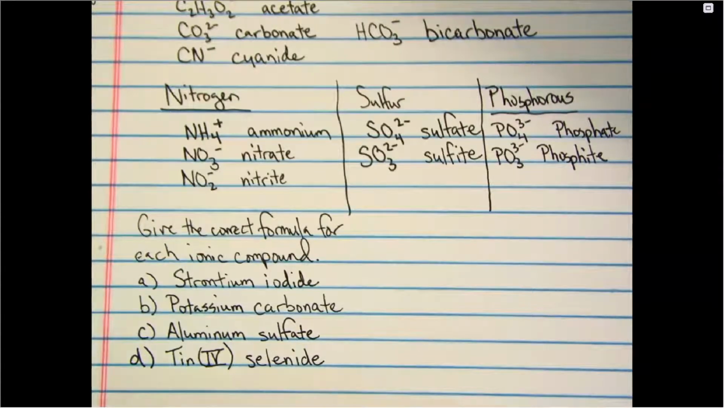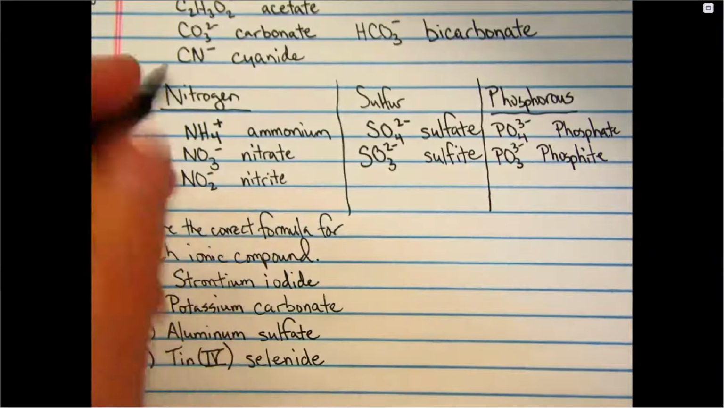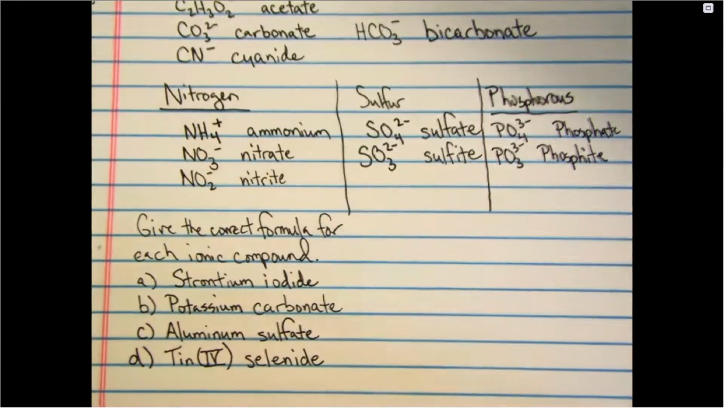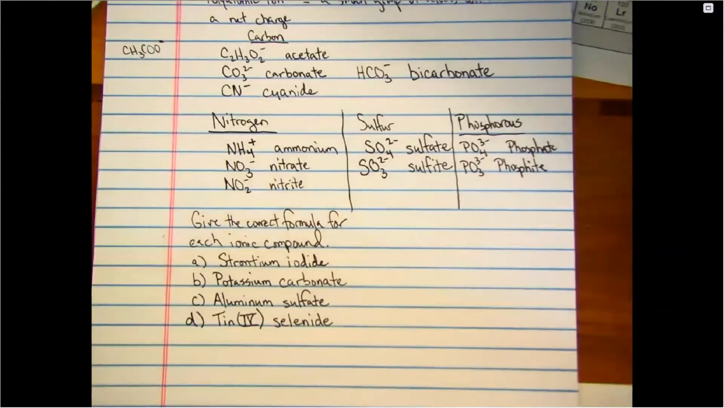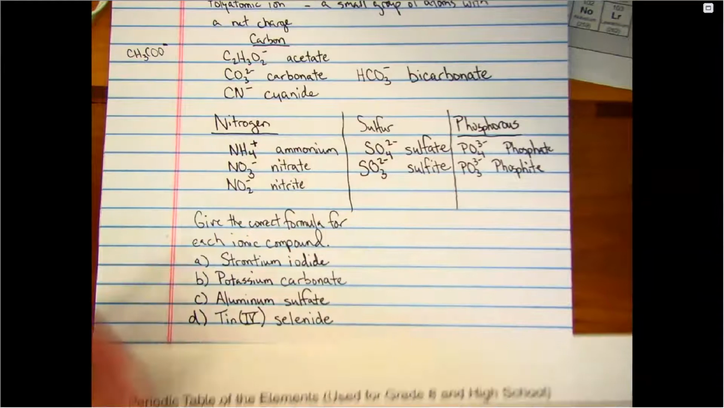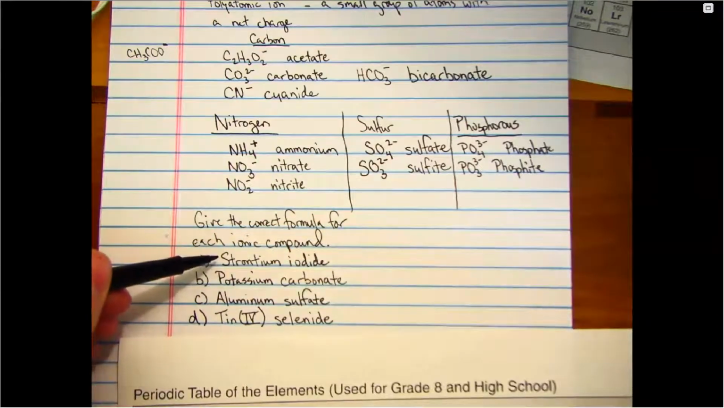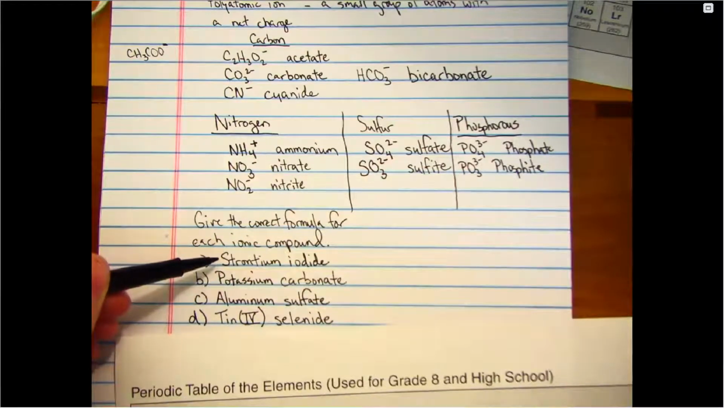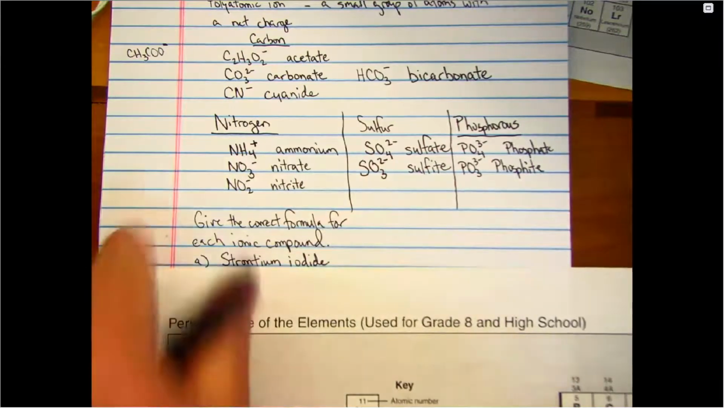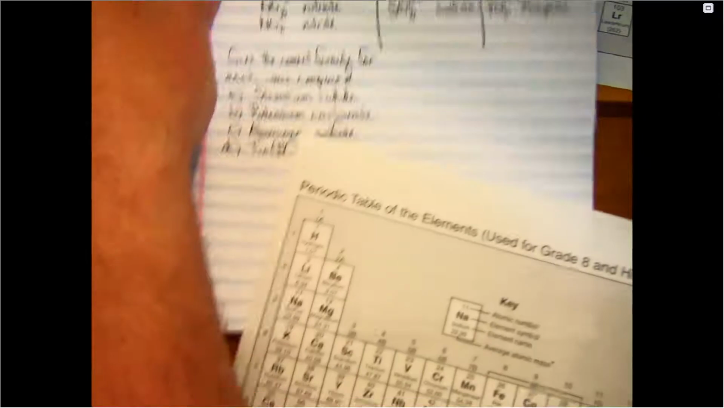So remember, if we are predicting the correct formula for an ionic compound, we have to know what the charges are for the two ions that are put together in it. And in this case, we call this a binary ionic compound because it's just one where we combine two different elements. So let's look at where strontium is on the periodic table.